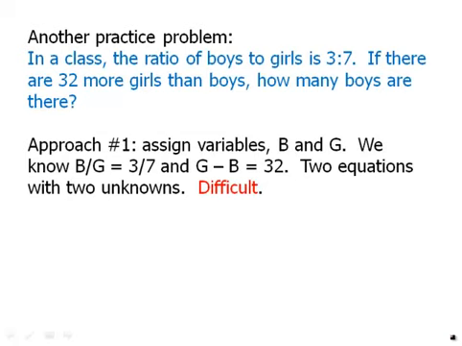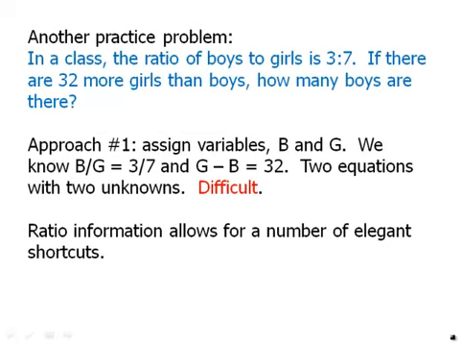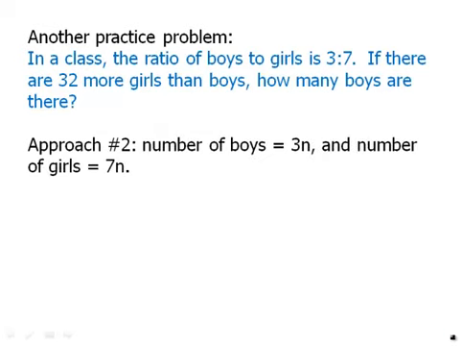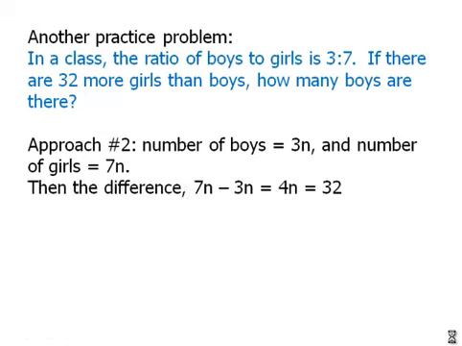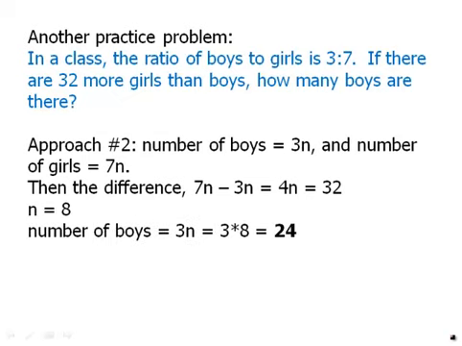Instead, I'm going to show something much simpler. I'll just point out ratio information often allows for a number of elegant shortcuts. Here, let's rewrite the given information in terms of scale factor. The fact that we have a ratio of 3 to 7 means we could say the number of boys is 3n, the number of girls is 7n. We don't know what n is, but we can rewrite this in terms of n. Well, then it's very clear that the difference, 7n minus 3n, is 4n. 4n equals 32. Well, immediately we can solve for n and then solve for the number of boys.